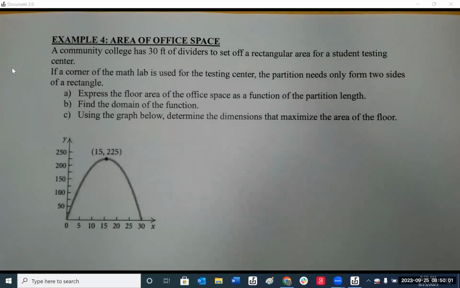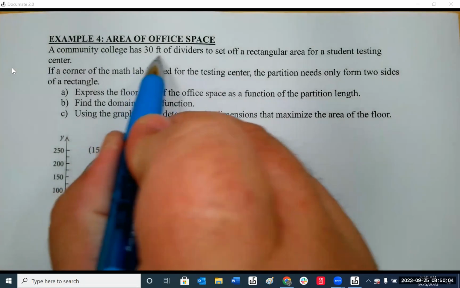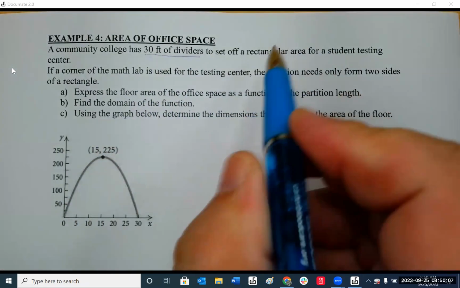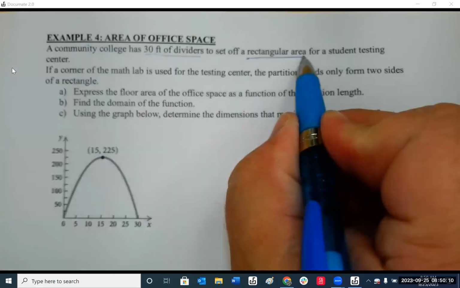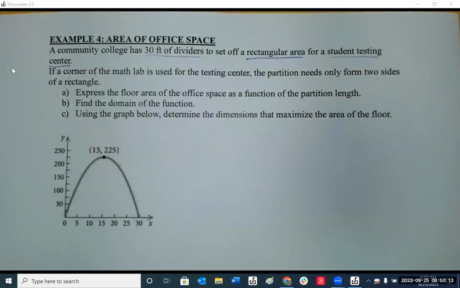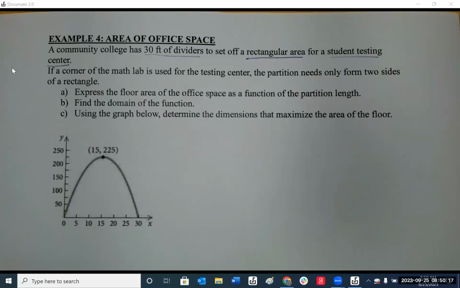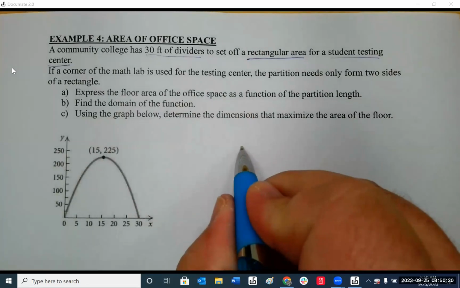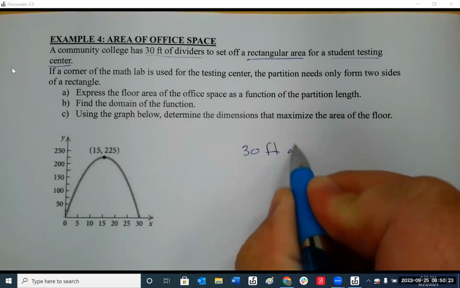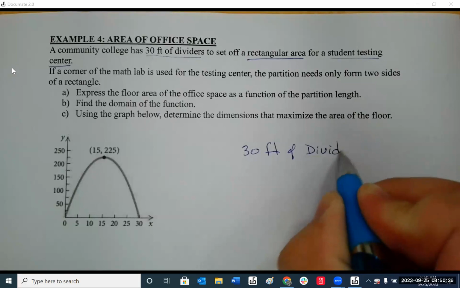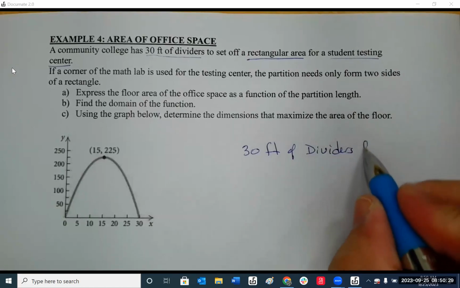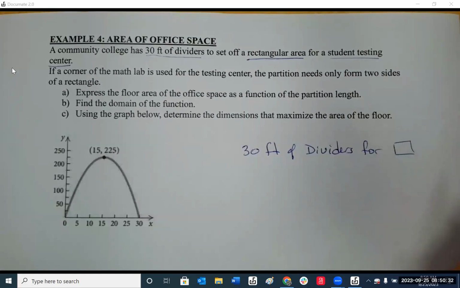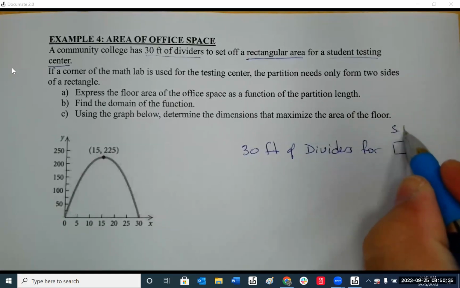And here's another example about an office problem. A community college has 30 feet of dividers to set off a rectangular area for a student testing center. So they have 30 feet of dividers for a rectangular student testing center.